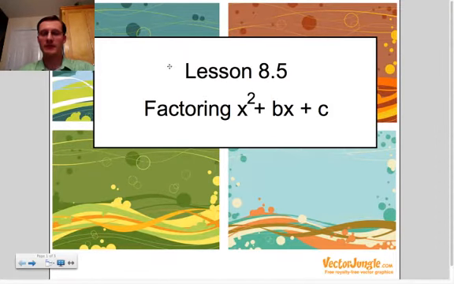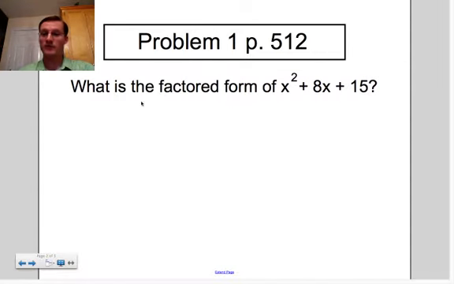Today we're going to be looking at factoring where the leading coefficient is 1. This is the basic version of factoring when you have a trinomial. What's the factored form of x squared plus 8x plus 15? Well, there's a few things that we need to look at.